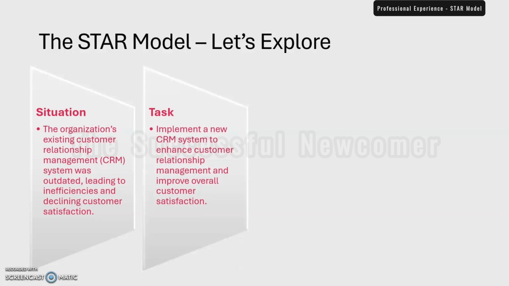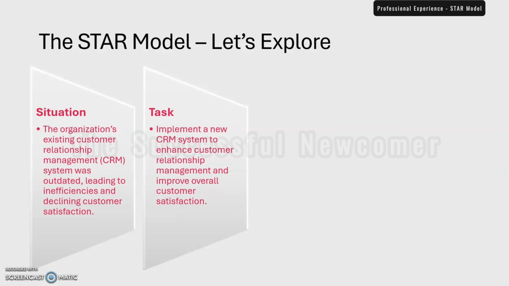So your own task then was to implement a new CRM system to enhance customer relationship management and improve overall customer satisfaction. I want to believe that there's really no organization that will just do things for the sake of doing things. Every organization exists to make money. So when they embark on a project, when they introduce stuff, it's for a specific purpose. So even if that purpose was not communicated to you at the time, reflect now. What was the reason that organization you were in then wanted to implement a new CRM system?